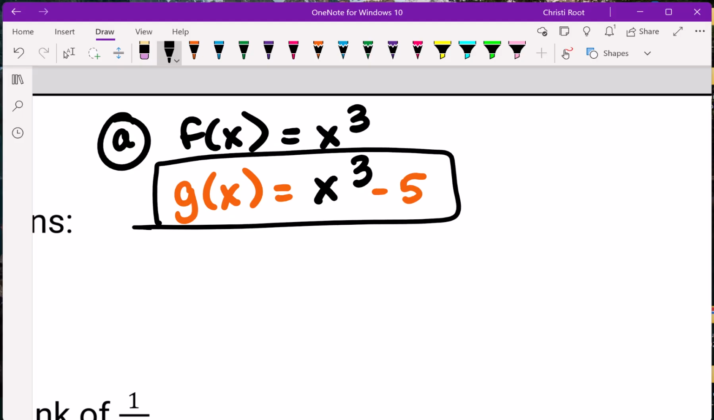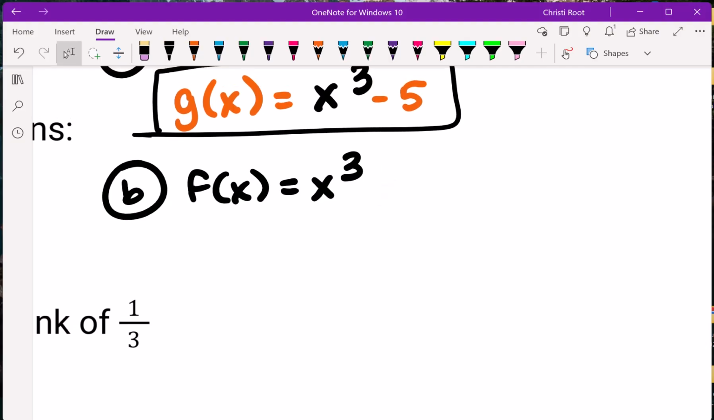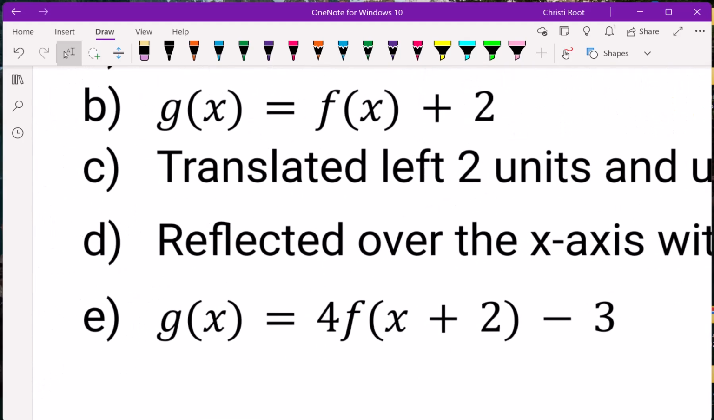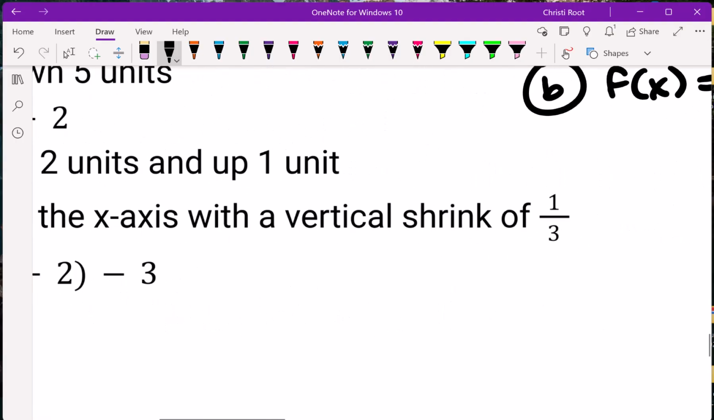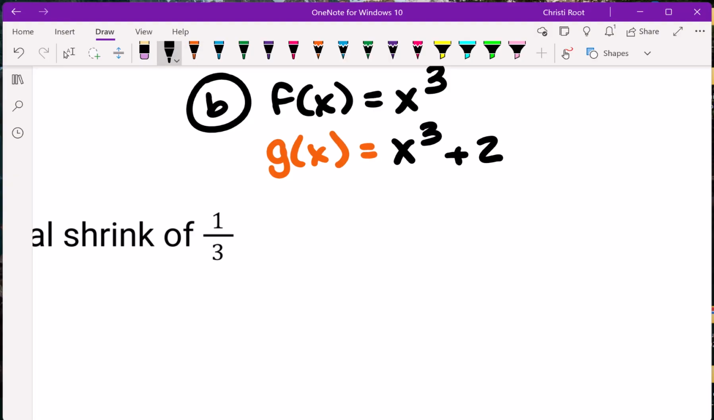You just have to be really careful. Where do you put the -5? Do you put it at the end, or do you put it with the x? If you're going to go down 5, you just put it at the end. Okay, B. All of these start with parent functions. This one is written in function notation. It's not using words. It just shows you what to do. So if you notice, it's basically telling you to add 2 to the function. So I'm just going to go over here and add 2 to it. So it'll just be +2.